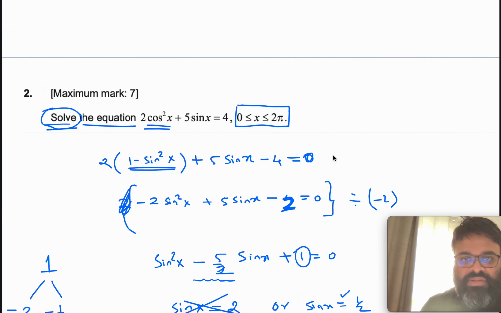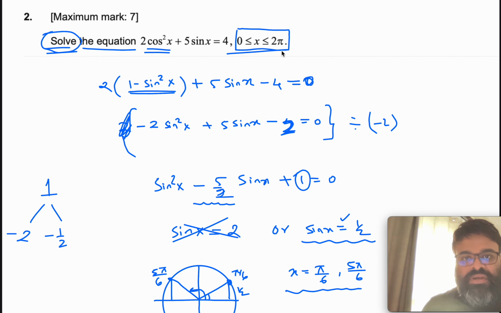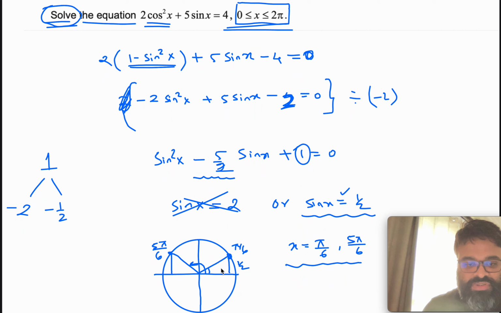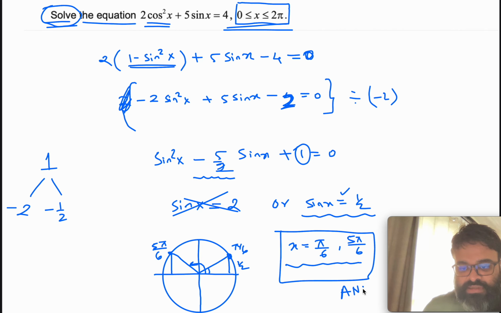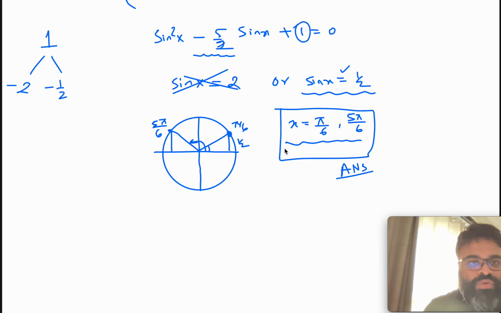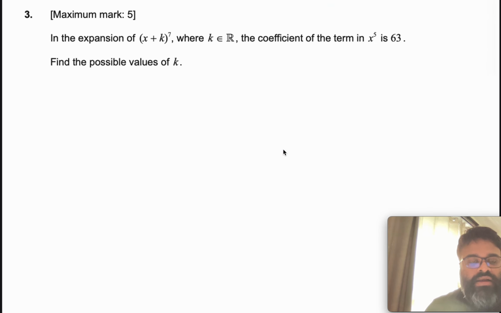And I believe the condition was that it has to be between 0 and 2 pi. So it's between the first 4 quadrants. Answer cannot be in the third and fourth quadrant because that will be a negative value. So this is the final answer, right? This is the answer. This is the question number 2. Let's go to the next one now.